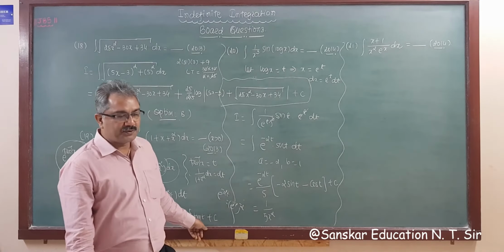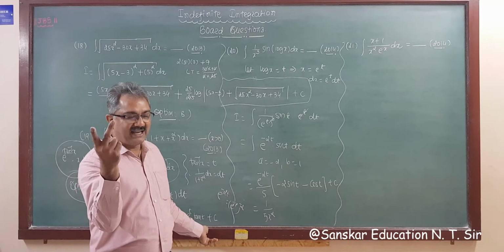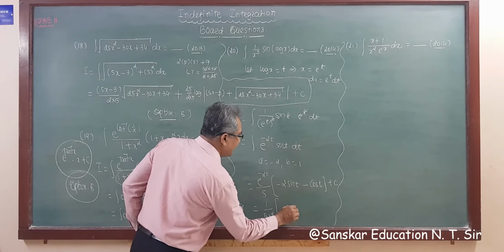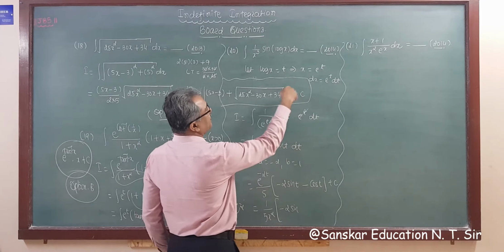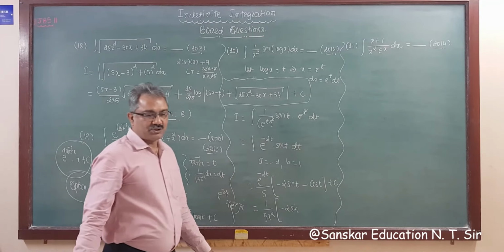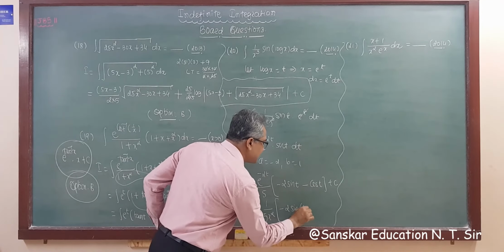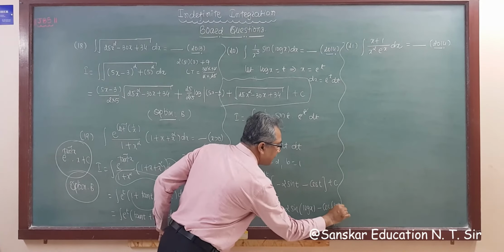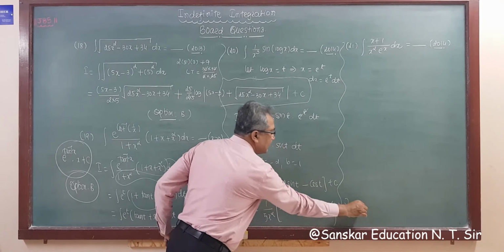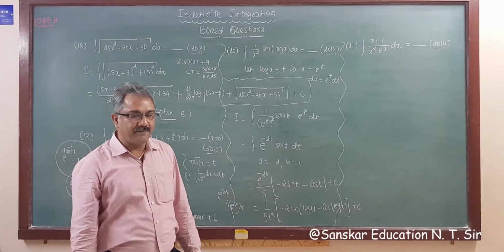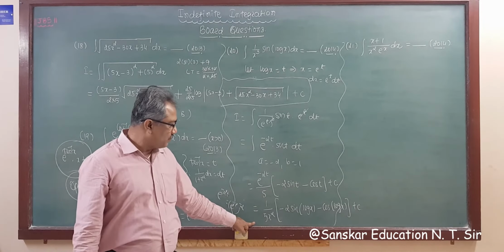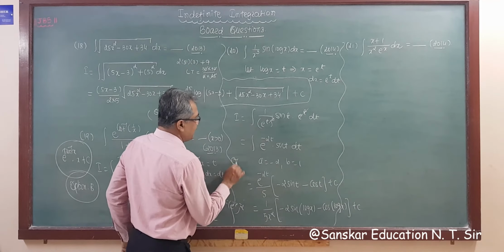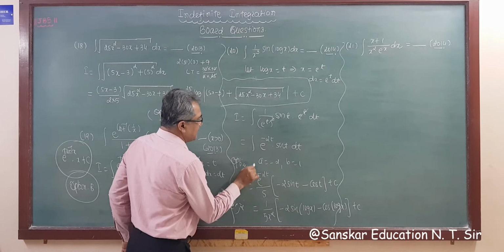And in the options, two options A and B have minus. Then -2 sin t. What is t? T is log x. So this is sin log x minus cos log x plus c. So your correct answer will be option A. So option A is your correct answer, right?